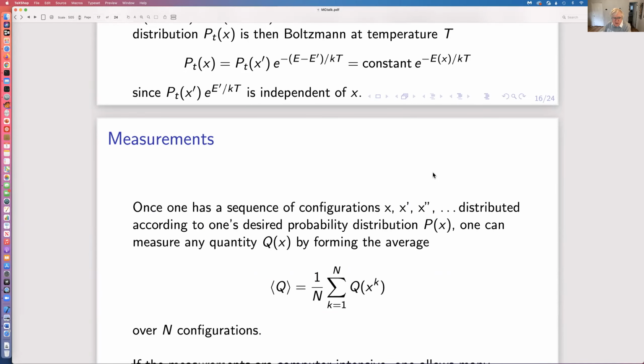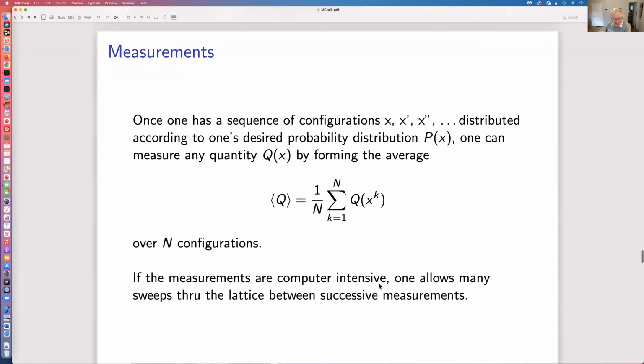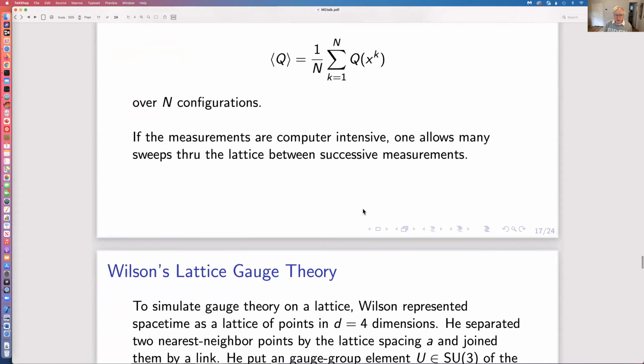And as I said, measurements: after you have a sequence of configurations distributed according to one's desired probability distribution, one measures any quantity depending upon them, such as the shape of the protein, by forming simply an average of the quantity over the various configurations x_k. If the measurements are computer intensive, and they often are, then one allows several sweeps through the lattice between successive measurements.